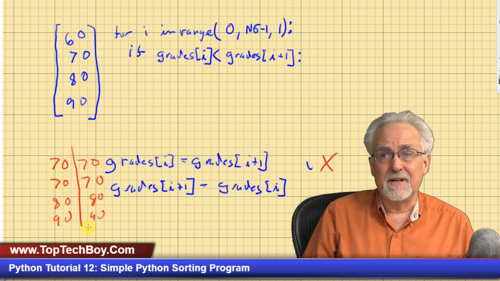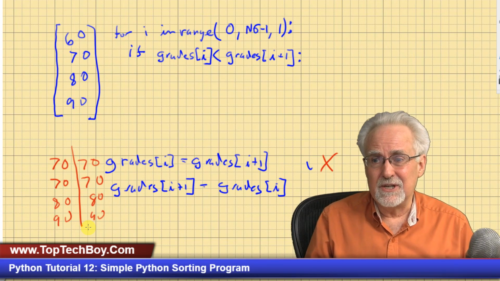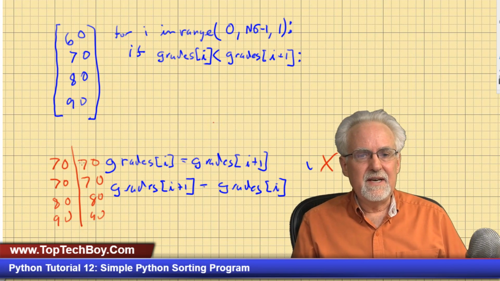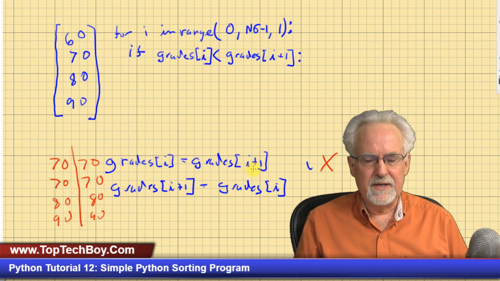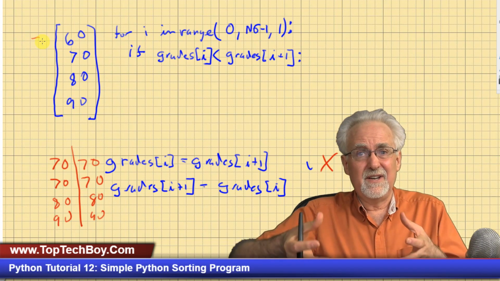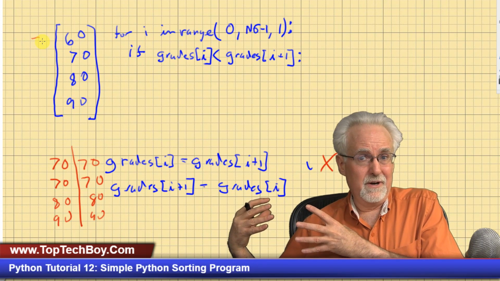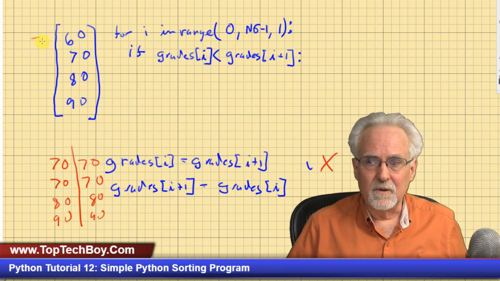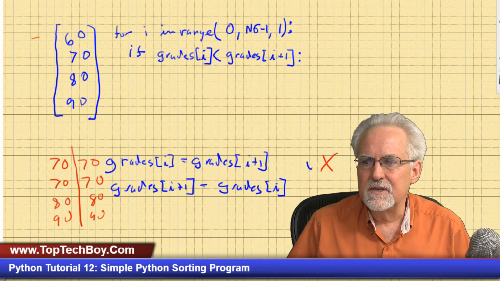So what happens there? What happens is you lose the 60. And so what you got to see is before you put grades of I plus 1 into grades of I, once you do that, you're going to lose your 60. So you got to take 60 and you got to put it off to the side so that you don't lose it. All right, so this is the way you have to do it.